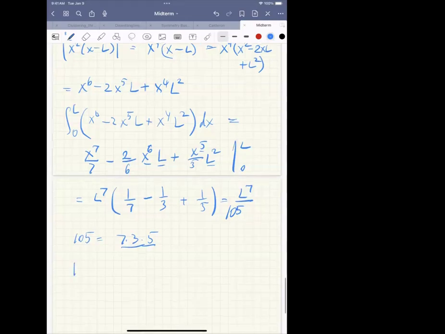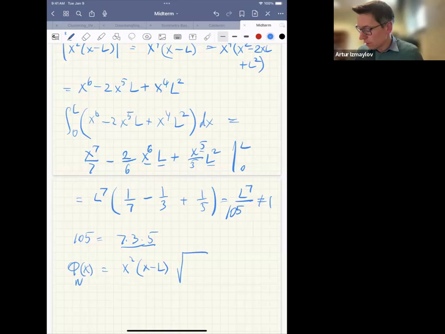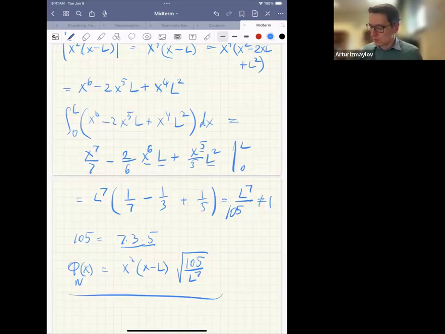So you can see that for general L, this is not 1. Then the normalized phi of x is x squared times (x minus L), divided by the square root of this number, that is, 105 over L to the 7th. So that's the normalized function.